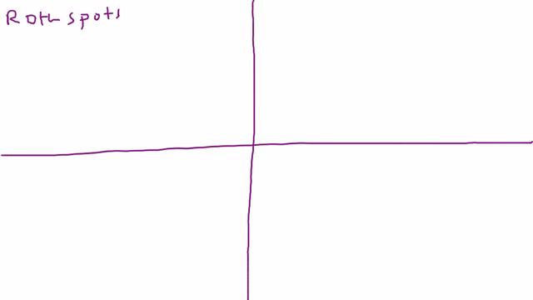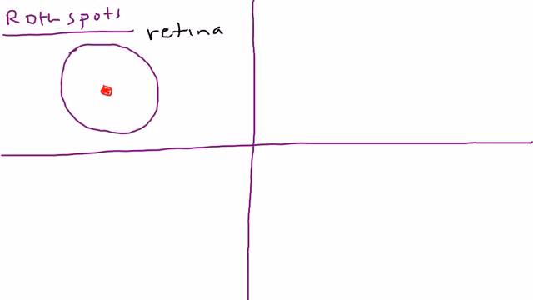So the first one is called Roth spots. So what is a Roth spot? A Roth spot is basically a retinal hemorrhage that you would see on a fundoscopic exam, and this can happen in endocarditis. It's usually the white or pale center, and when you do an eye exam, you can notice this, and it's given a special name, the Roth spot.